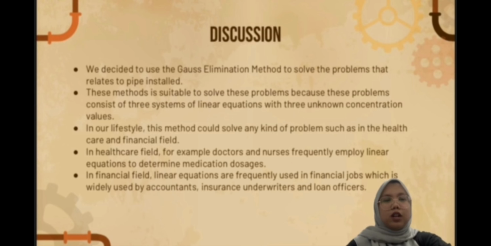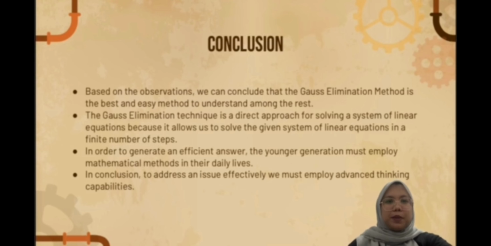Discussion. We decided to use the Gauss elimination method to solve the problems that relate to the pipe installation. This method is suitable to solve these problems because this problem consists of 3 systems of linear equations with 3 unknown concentration values. In our lifestyle, this method could solve any kind of problem such as in the healthcare and financial fields. In the healthcare field, for example, doctors and nurses frequently employ linear equations to determine medication dosages. In the financial field, linear equations are frequently used in financial jobs, which are widely used by accountants, insurance underwriters and loan officers.